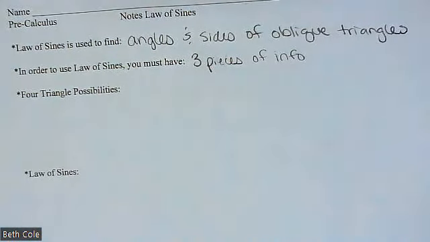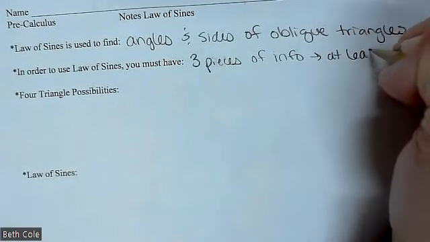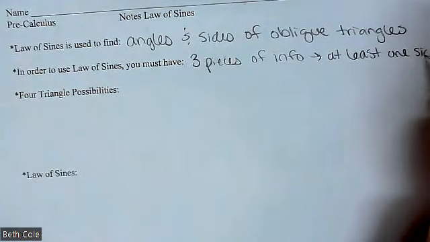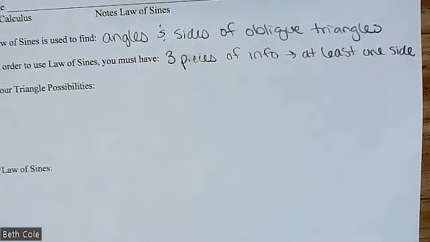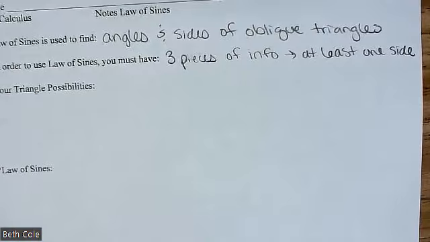3 pieces of information and at least 1 side. 1 piece of information has to be a side of the triangle. What I mean by that is, if all I gave you were the 3 angles, you'd never be able to figure out what any of the sides are. Does that make sense? Like if all you had were angles, how would you get any of the sides? You wouldn't know any of the lengths. So you need at least 3 pieces of information. 1 of them has to be a side.